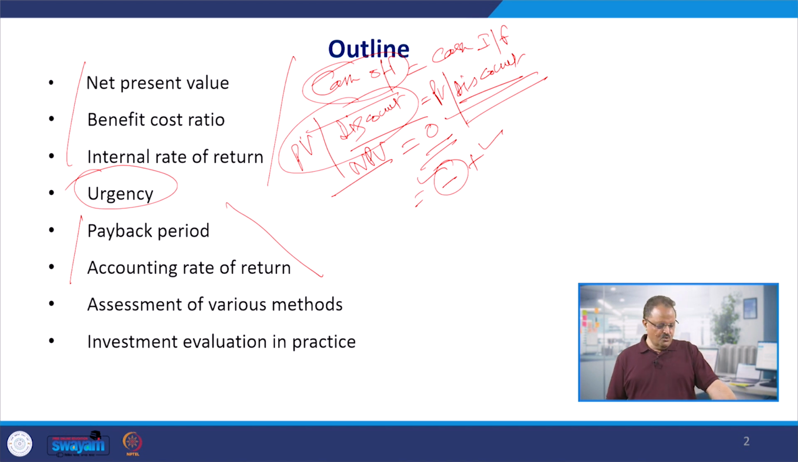But normally in the normal course of investment proposals, you have to evaluate it on two accounts. One is the set of three techniques, NPV, benefit cost ratio and IRR, and the other is the payback period and accounting rate of return. So, these are two different sets of capital budgeting techniques, and they fall into two different categories. Why they fall into two different categories, I will talk to you in the subsequent discussion. So, assessment of the various methods.